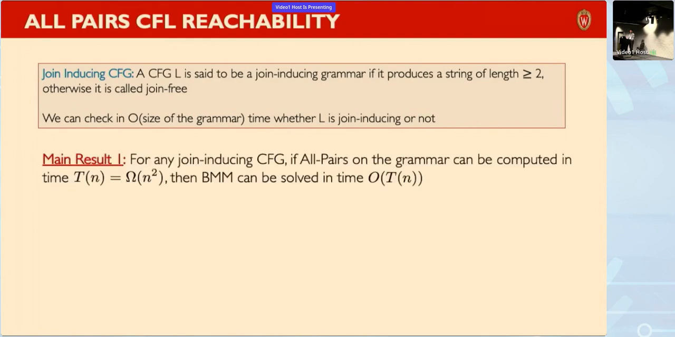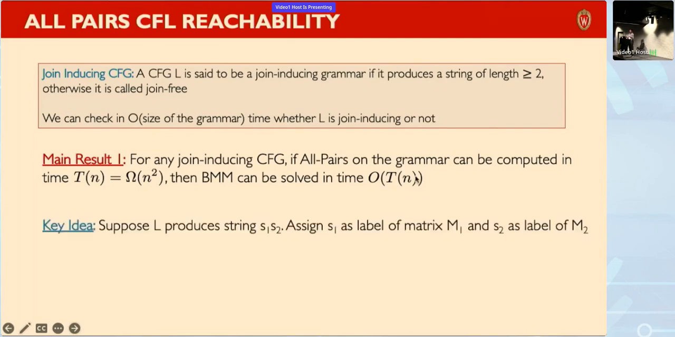So our main result for these grammars is the following. We can show that for any join-inducing CFG, if all pairs on this grammar can be computed in T(n) time, and this T(n) has to be larger than n squared, then Boolean matrix multiplication can be solved in big O of T(n) time. So how do we show this? The key idea is that because this is a language that produces a string of length at least 2, so you have S1 and S2, I can take a matrix M1 and assign a label S1 to all of the edges present there. I can take matrix M2 and assign a label S2 there, and then if I can do matrix multiplication over here, because the grammar recognizes S1 S2, I will be able to get all of my output for Boolean matrix multiplication.